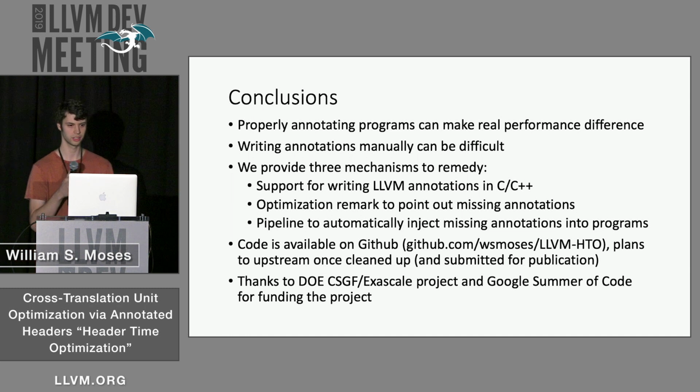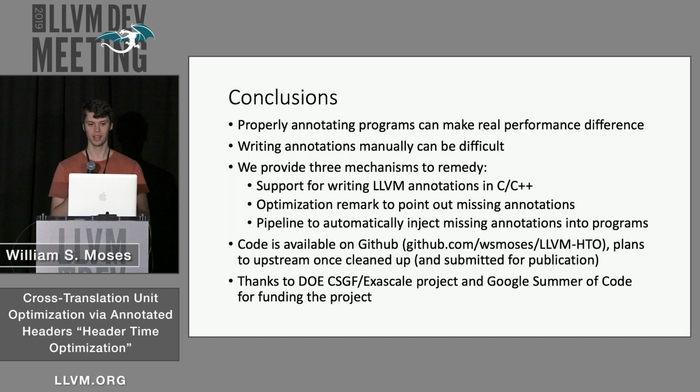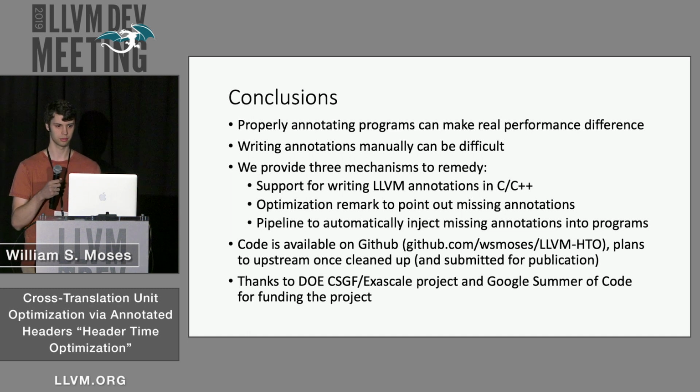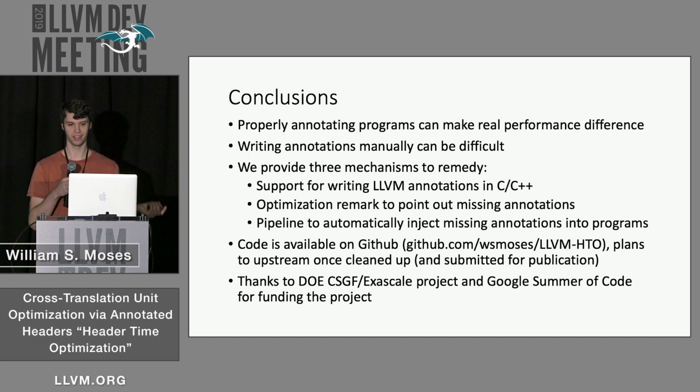So, some overall conclusions. Properly annotating programs can make a real performance difference, but as we saw earlier, writing those annotations manually can be quite difficult, especially if you have a legacy code base. We provide three mechanisms to remedy this: support for writing LLVM annotations inside of C or C++ for the instances in which you want to; an optimization remark that will point out when you've missed annotations that we've been able to prove actually exist in practice; and a pipeline that will automatically inject these missing attributes into your programs. The code is available on GitHub. We plan to upstream it once it's cleaned up and submitted for publication.